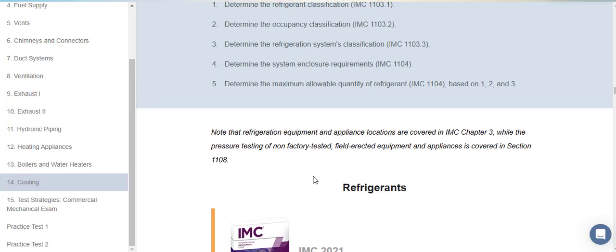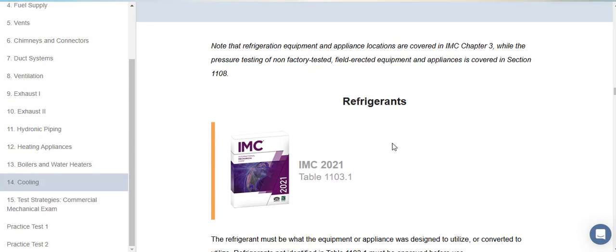Note that refrigerant equipment and appliance location are covered in International Mechanical Code Chapter 3, while the pressure testing of non-factory tested field erected equipment and appliances is covered in Section 1108.